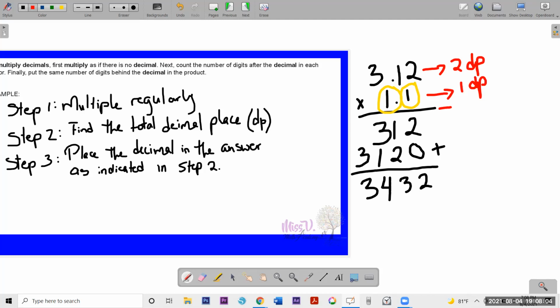You add, right? So it means then that our answer should have 3 DPs, which means 3 decimal places. So how do we find 3 decimal places? We start counting from the back. So the 2 would give me 1 decimal place. So we count in 1, we starting from the back. So we count in 1, 2, 3. So here is where my point would be. And so my answer would be 0.432.